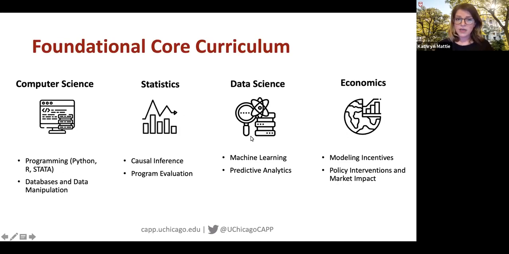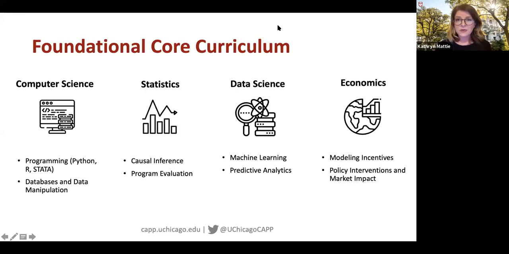Statistics is another key component, thinking through how are variables related to each other, how can I determine if one variable moves, will it cause another variable to move that I'm interested in, and eventually thinking through how do I evaluate programs or projects and really understand the impact that I'm having on the people and processes that I'm trying to change. Data science is the third piece, so thinking through and learning about different machine learning techniques, how to predict variables through predictive analytics, and really a lot of those modern techniques that are going to help you be smarter in organizations. And then finally, economics.